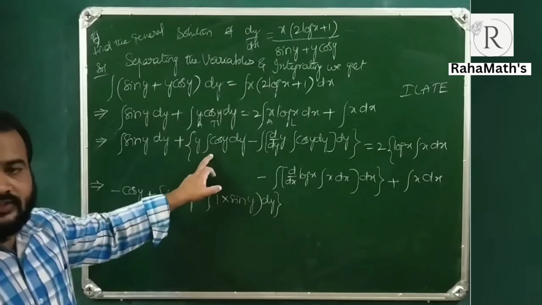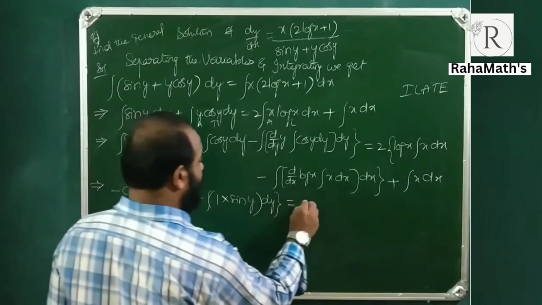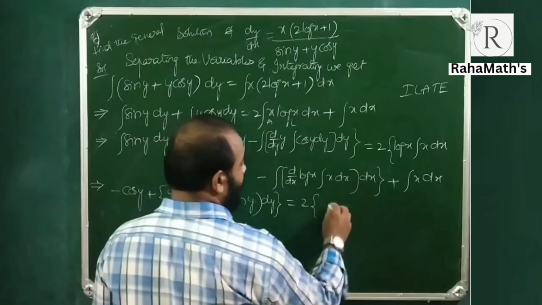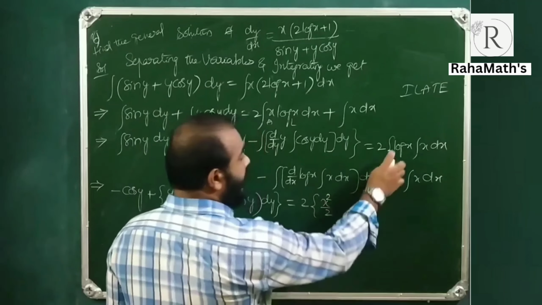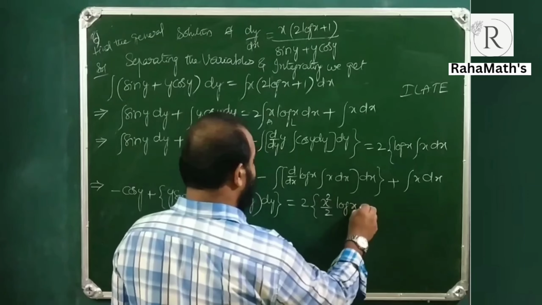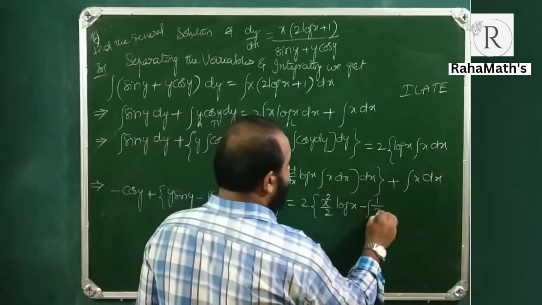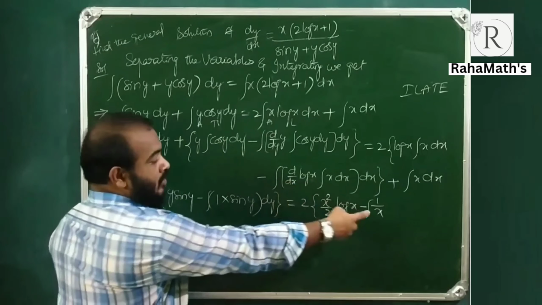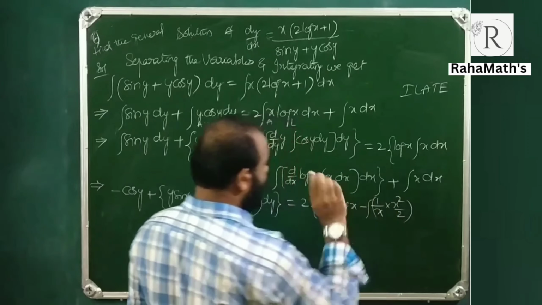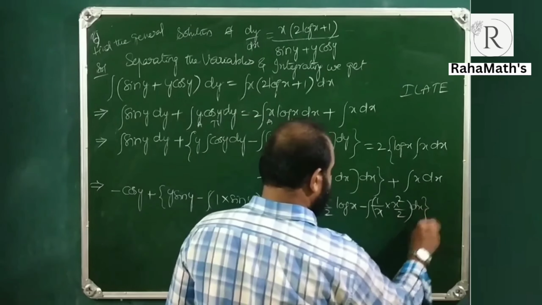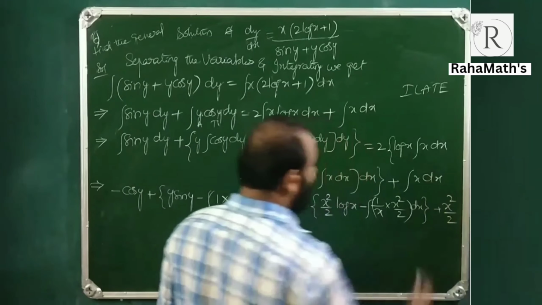LHS is this outcome. This is equal to 2 into integral x dx, which is x square by 2, into log x, minus integral of d by dx of log x, which is 1 by x, into integral x dx, which is x square by 2, dx, plus integral x dx, which is x square by 2.